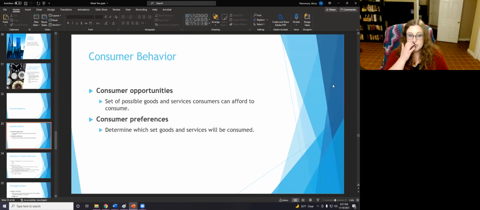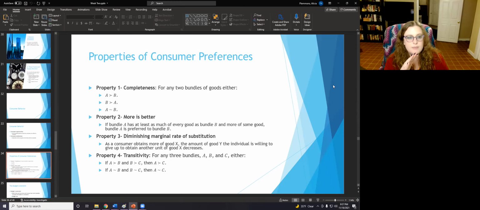So after that, we started talking about consumer opportunities versus consumer preferences, right? Remember that for something to be complete, that means that we have a relationship in between any two goods, right? So I have Excedrin and Tylenol. I either prefer Excedrin to Tylenol, I prefer Tylenol to Excedrin, or am I indifferent in between the two? But that means that a relationship exists for everything. That's the idea of completeness.